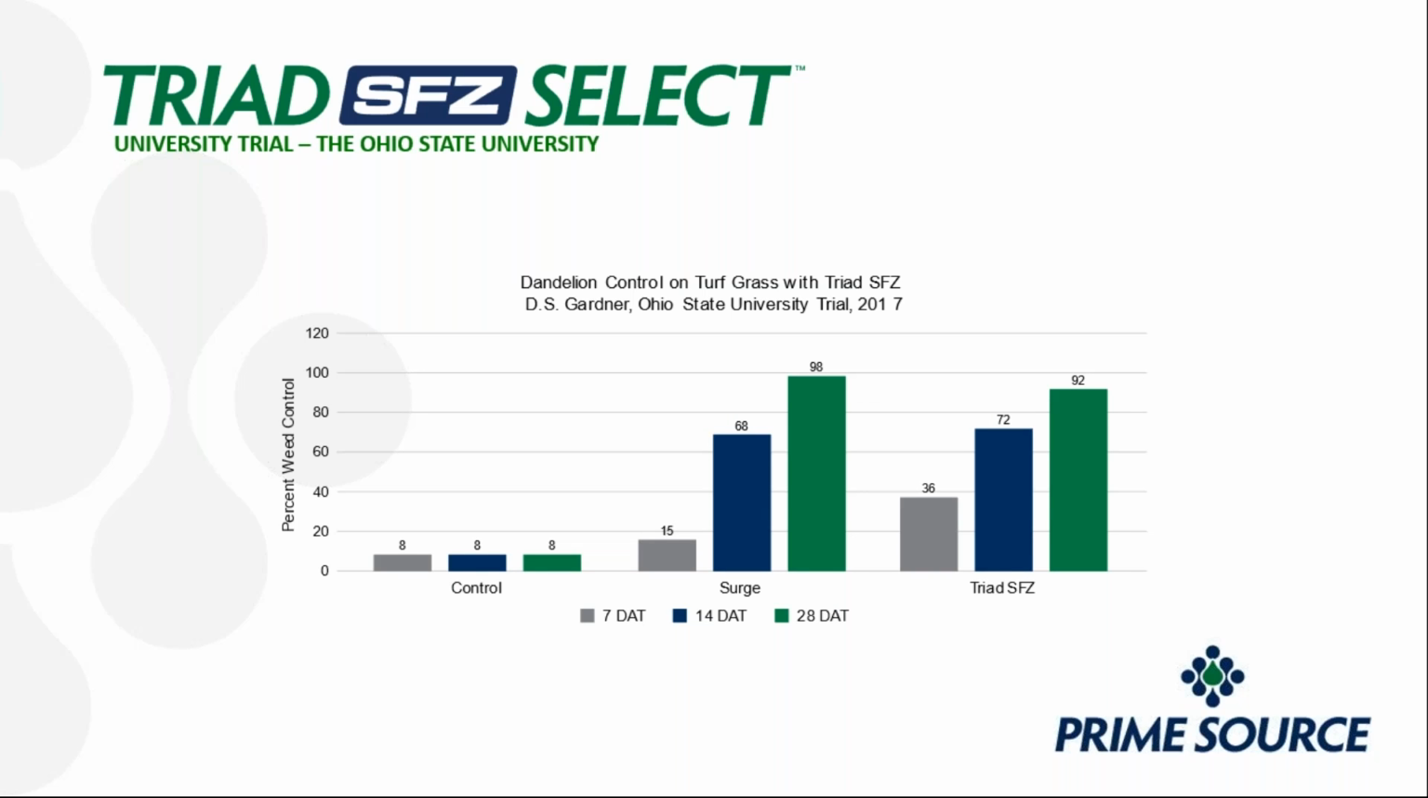And then we have a very similar study on dandelions done at Ohio State. As you can tell, it's a little bit faster than Surge. You know, a big boost of 36% after 1 week of spraying, and then 2 weeks you're at 75% kill, and then 98 to 92%. Very, like I said, very similar. That's what we're comparing against the market. Surge is a 4-way with sulfentrazone as well.